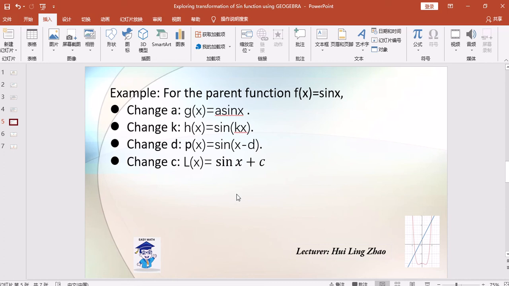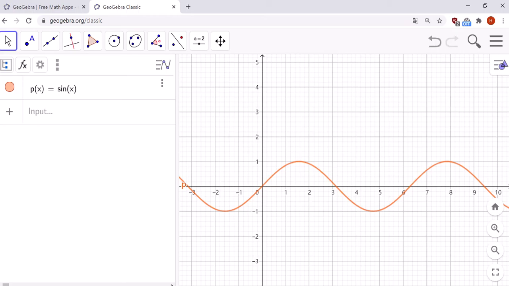Now we're going to go to GeoGebra to explain the process of transformation. Now we go to the website. The web address is geogebra.org, the classic. And then first, input the function, the sin function.